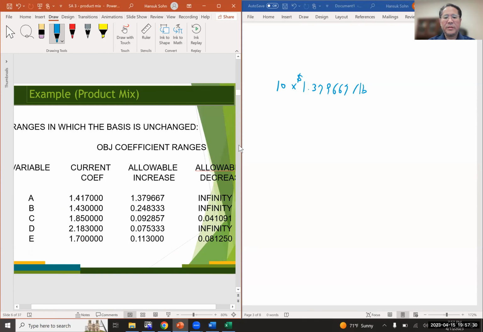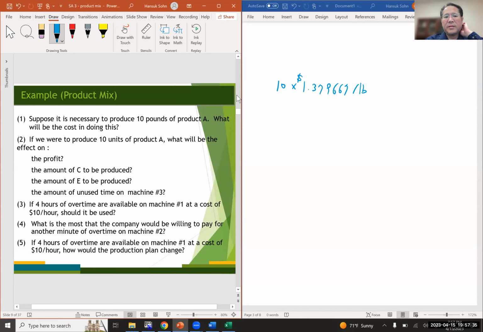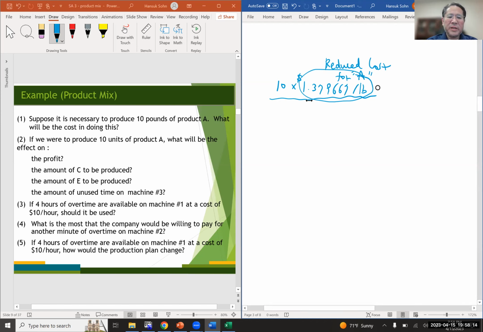So the question was here: if we are required to produce 10 pounds of product A, then the profit will be reduced by this much. So that is the reduced cost for variable A. If you produce 10 pounds of product A, then your profit will be reduced by $13, almost 80 cents. This much will be reduced.